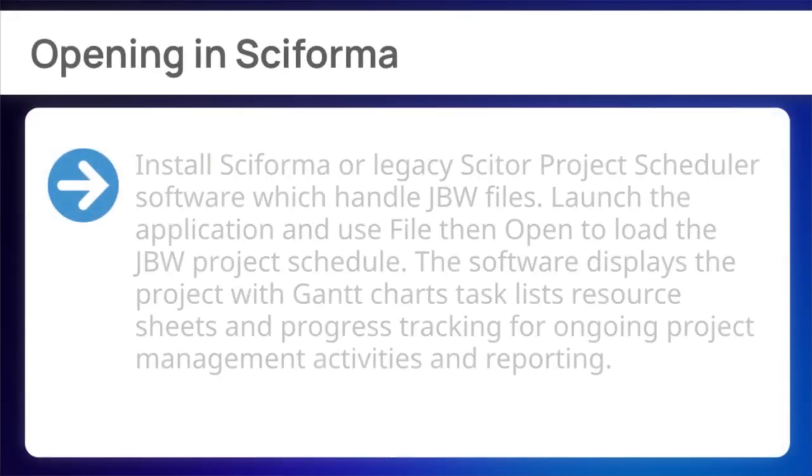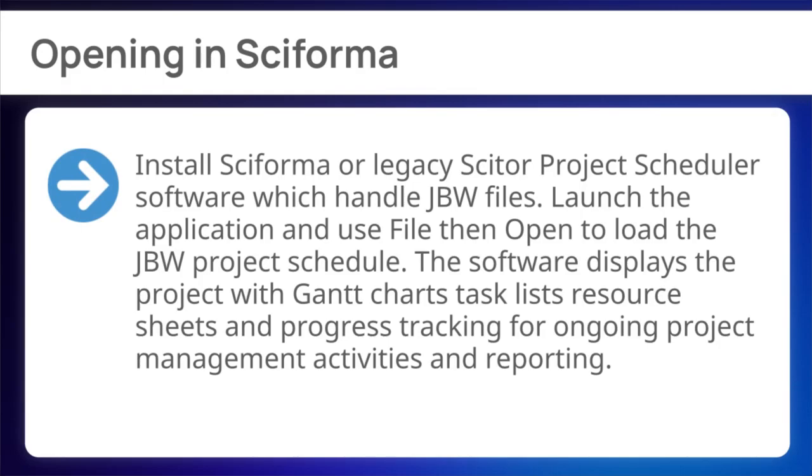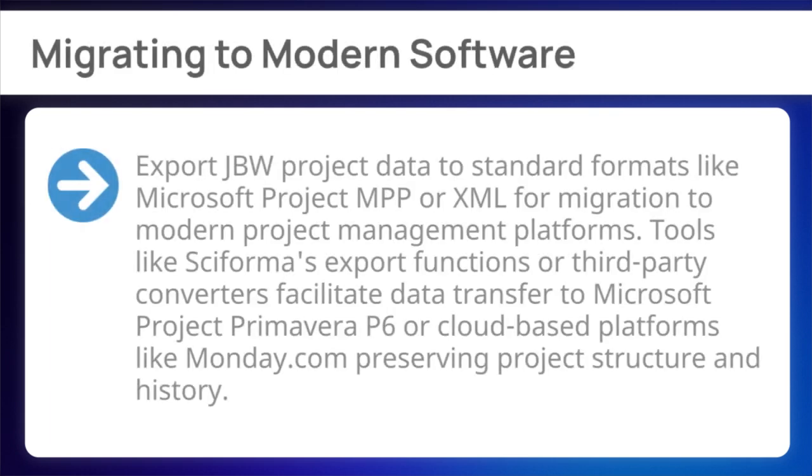First, opening in Sciforma. Install Sciforma or legacy Scitor Project Scheduler software, which handle JBW files. Launch the application and use File then Open to load the JBW project schedule. The software displays the project with Gantt charts, task lists, resource sheets, and progress tracking for ongoing project management activities and reporting.